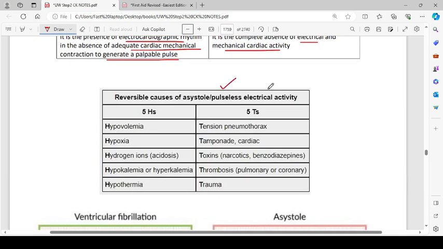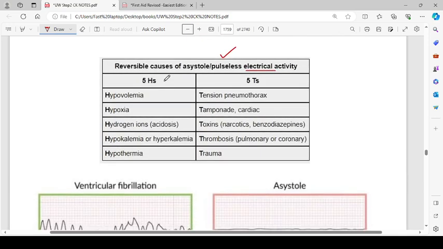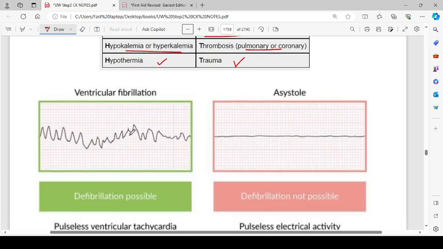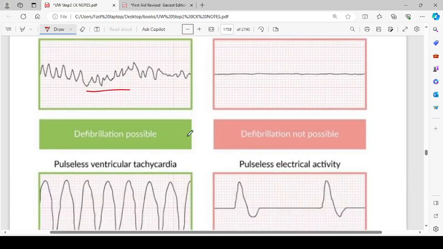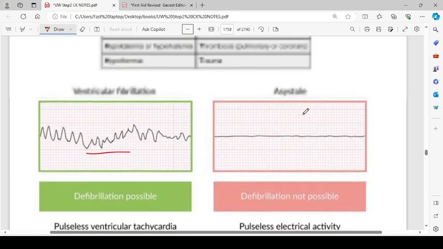Reversible causes of asystole and pulseless electrical activity. These are 5H and 5Ts. So the causes of asystole and pulseless activity. The 5H include hypovolemia, hypoxia, hydrogen ions like acidosis, hypokalemia and hyperkalemia, and hypothermia. The 5Ts include tension pneumothorax, cardiac tamponade, toxins like narcotics and benzodiazepines, thrombosis including pulmonary or coronary thrombosis, and trauma. The ventricular fibrillation looks something like this, and this is asystole.